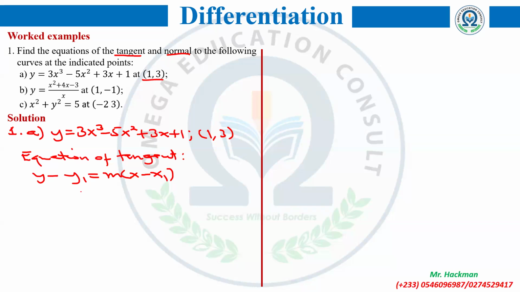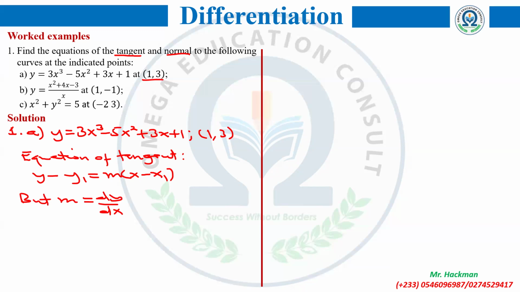Okay, I will need a point. That point has been given. I will need a gradient. So this is the gradient of the tangent. I know that my m will be equal to dy/dx, the gradient of the curve at that point. Point well made.